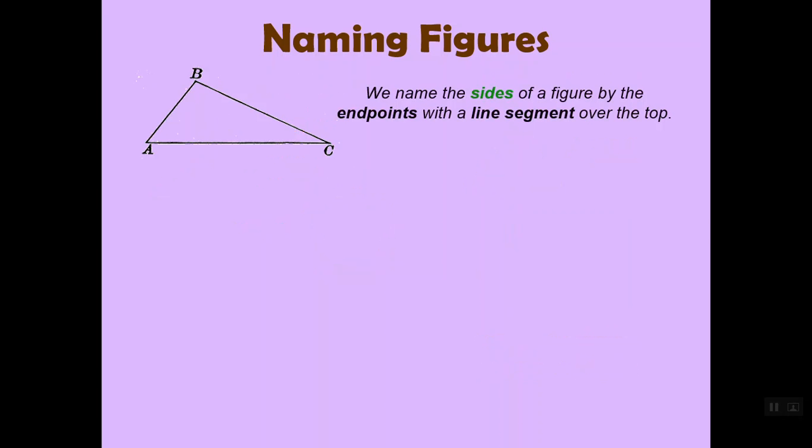All right. We name the sides of a figure by listing the two endpoints with a line segment over the top. So you can see that these are the three sides of this triangle, AB, BC, and AC. However, it doesn't matter which order you list the two endpoints, so that we could list side AB as AB or BA, and those mean the same thing.